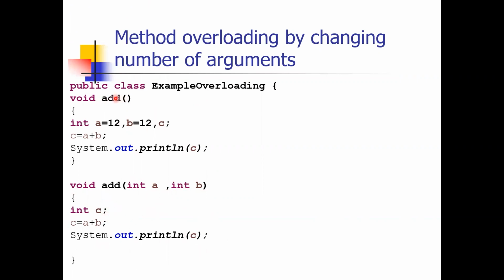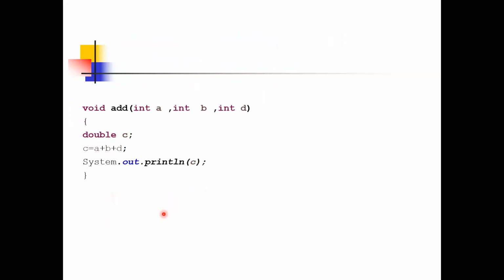So see, the method name add is the same, the method name is the same. Only the parameter declaration is different, or we can say the signature is different. See. Now here, method name add, int A, B, C. See here.